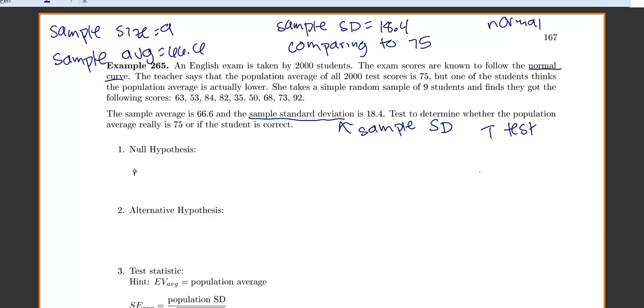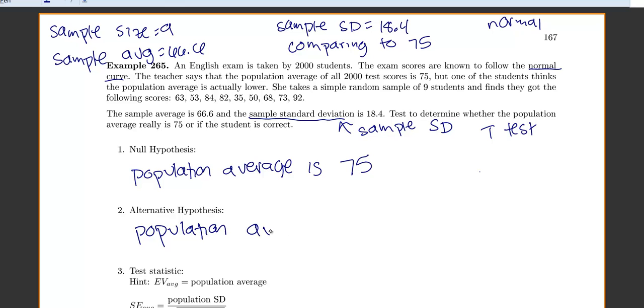For my null hypothesis, it'll be that my population average is, so what are we comparing it to? We're comparing to see if it's really 75. So the status quo, nothing interesting, would be that it is 75. The alternative is that my population average is, let's see, we want to see if the student is correct. This student thinks that the population average is actually lower. So we would test if it's less than 75.